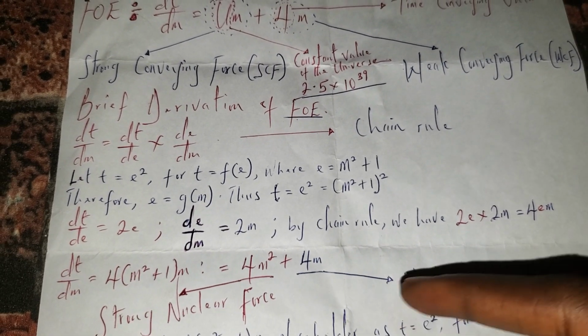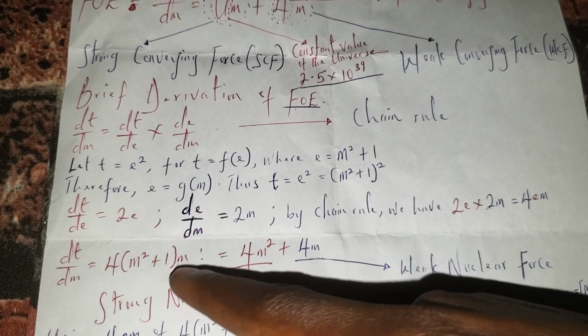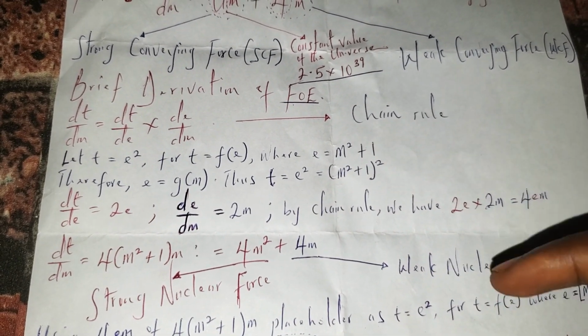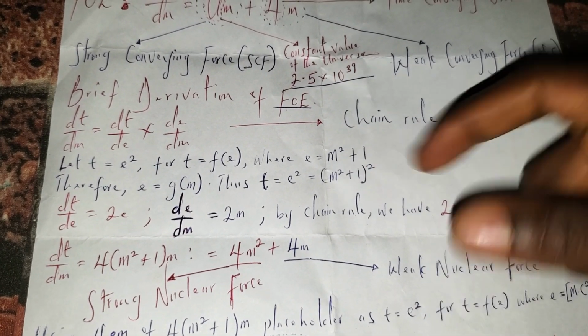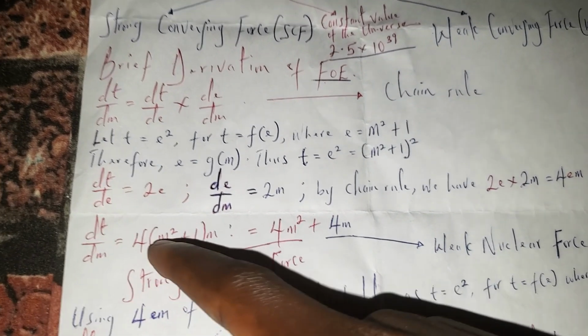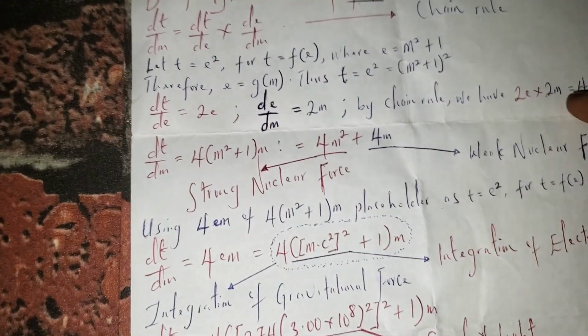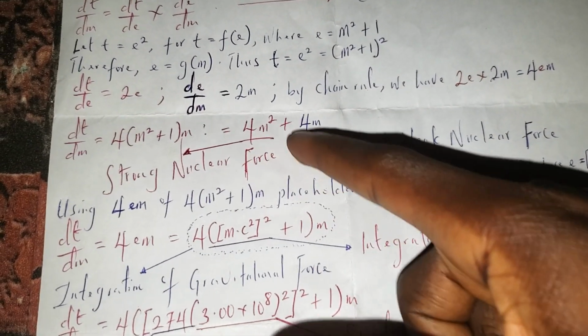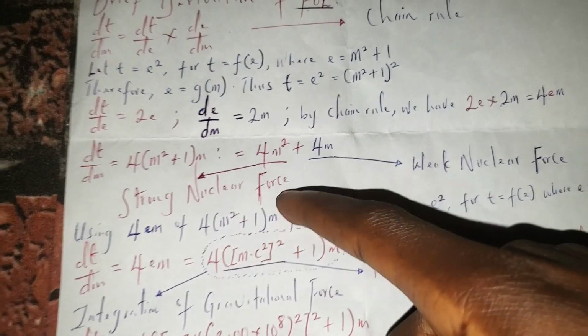So now when we substitute that right inside this particular term that we have, then we're going to have it to be this, because 4EM will now be this, and then we're going to have this to be 4m squared, which is the strong nuclear force.